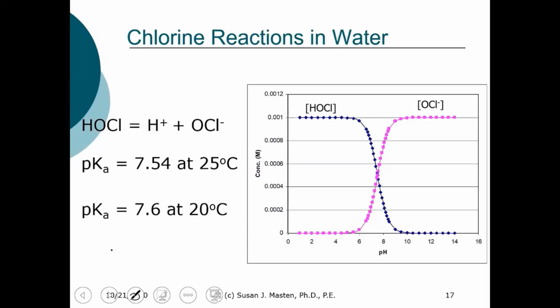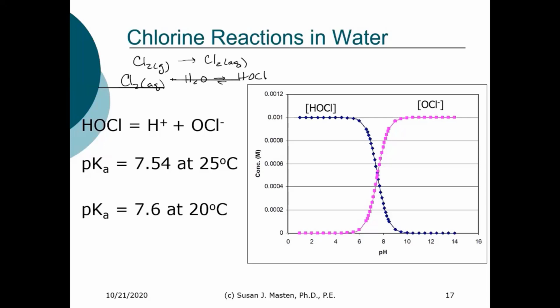As I mentioned, when we add chlorine gas to water, it reacts or dissolves first to produce aqueous chlorine, and that aqueous chlorine can be hydrolyzed to form hypochlorous acid plus H+, and the hypochlorous acid dissociates to release H+ and form hypochlorite.